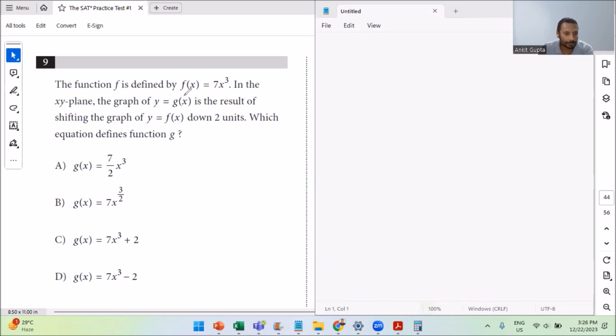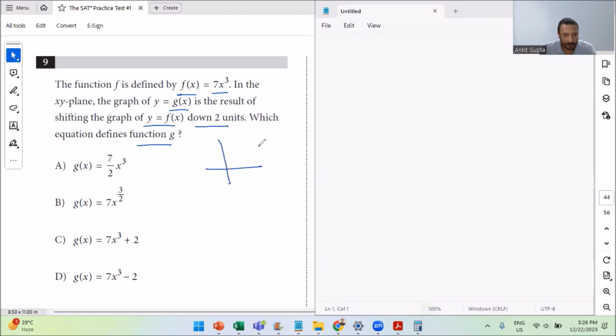The function f is defined by f of x is equal to 7x cube. In the xy plane, the graph of y is equal to g of x is the result of shifting the graph of y is equal to f of x down by 2 units. Which equation defines the function g of x?